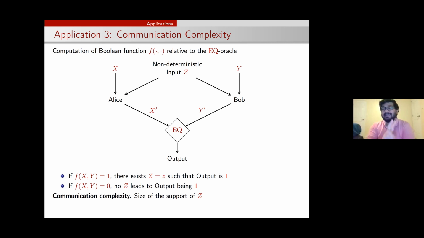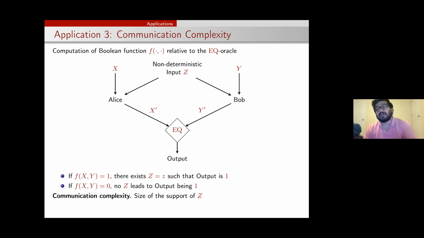This is slightly different in flavor from the previous two applications that we saw. Here, there might be multiple non-deterministic inputs that lead to an accepting path. On the other hand, if f of x comma y is 0, then there are no non-deterministic inputs that can lead to acceptance or the output being 1. So why do we consider this system? One needs to understand that computing equality without an equality oracle is very expensive. So we want to study what additional power one call to the equality oracle provides us.